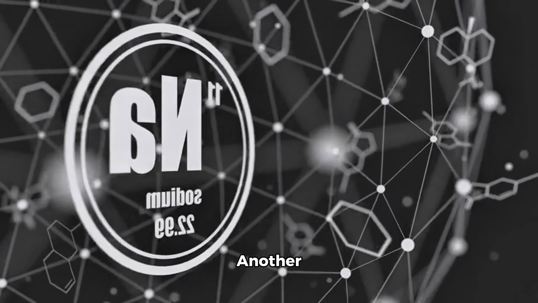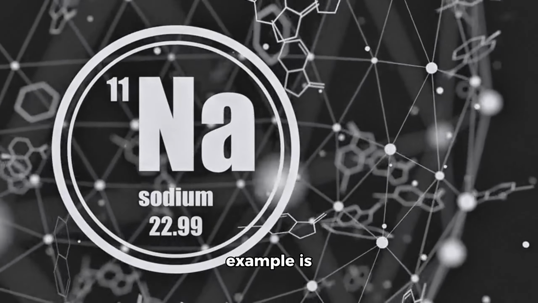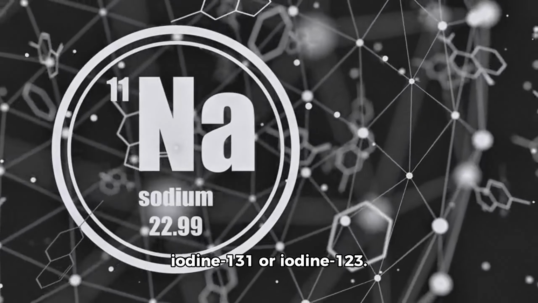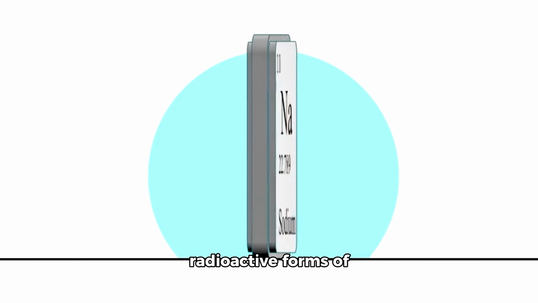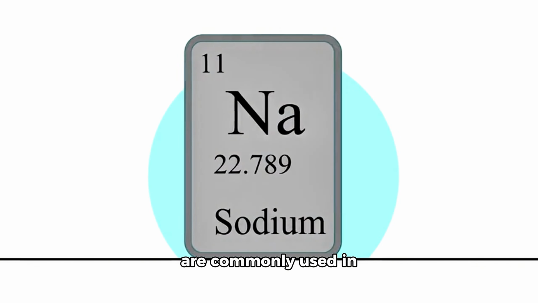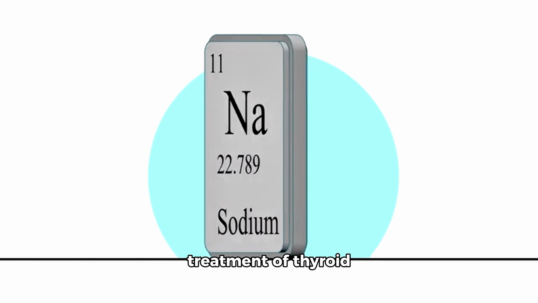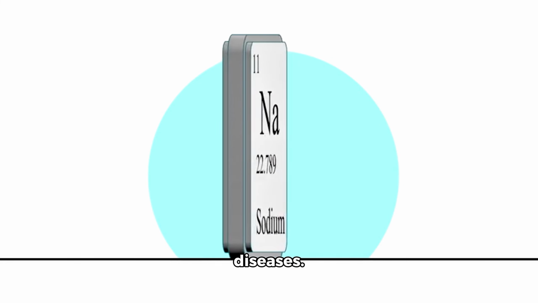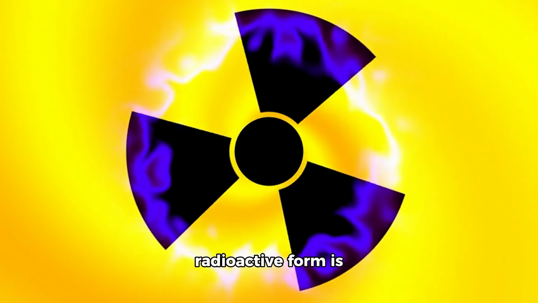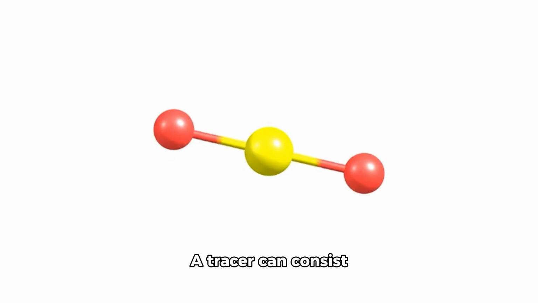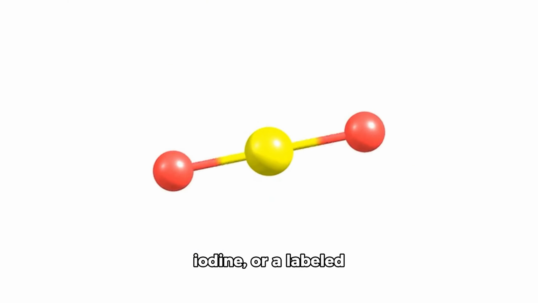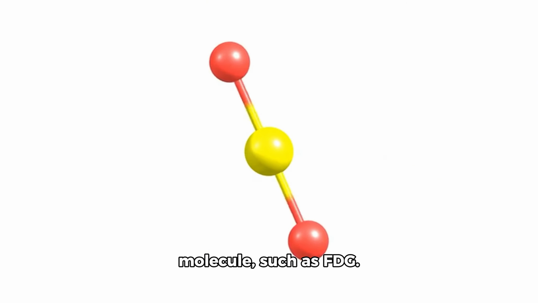Another important example is radioactive iodine, such as iodine-131 or iodine-123. These isotopes are radioactive forms of stable iodine-127 and are commonly used in the diagnosis and treatment of thyroid diseases. The process of replacing a stable atom with its radioactive form is called radiolabeling. A tracer can consist of a single radioactive atom, like iodine, or a labeled molecule, such as FDG.